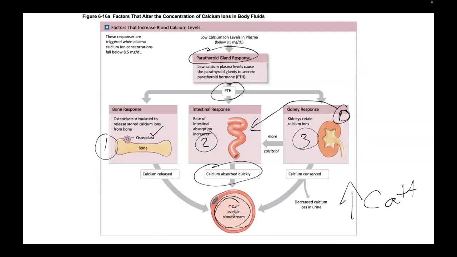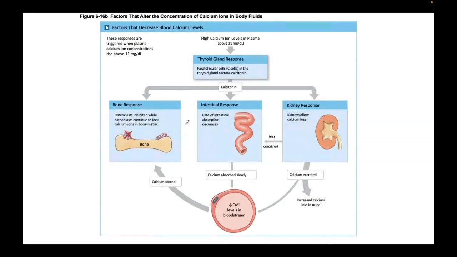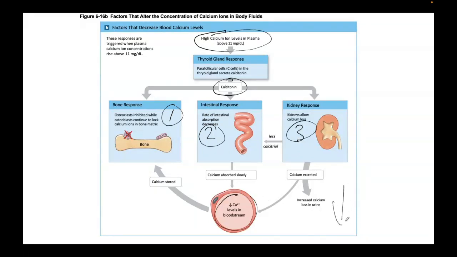And at the same point in time, the kidneys will say, hey, we're not going to pee out any additional calcium in urine. We're going to conserve it all. So bone, intestine, and kidneys are involved. And the same three parts are involved if the calcium levels are too high. The thyroid gland is going to release calcitonin, affect again the bone, the intestines, and the kidneys, but now it's going to try and decrease the calcium level.